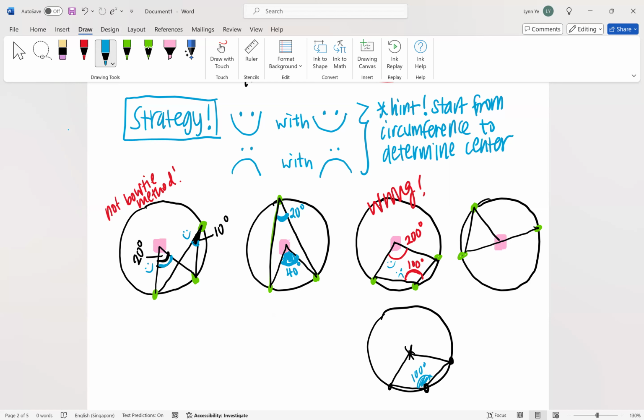Okay. So if this is 100, it means that I should be looking at here instead. This will be 200. Okay, so far? Because this is clearly sad face. Can you see sad face with sad face? Sad face with sad face. Got it?